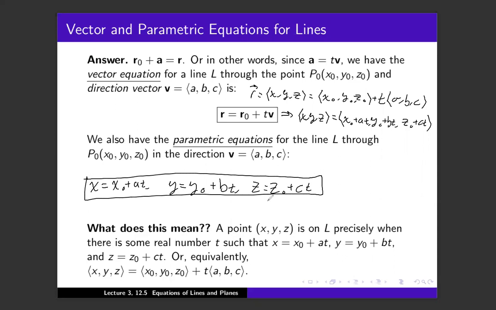Those are what are called parametric equations for this line through that point and along this direction. So what is this really telling us? What this is telling us is that you've got a point x, y, z on this line precisely when there's some real number t that satisfies all three of these equations: x equals x naught plus at, y equals y naught plus bt, z equals z naught plus ct. Of course, it has to be the same t in all three cases.